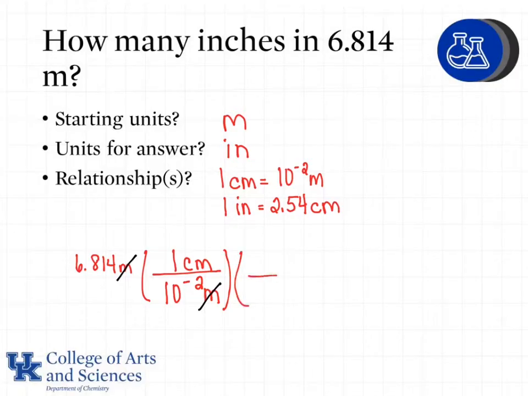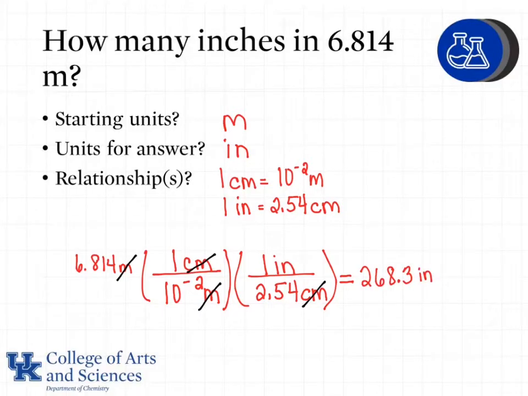We have centimeters at this point, so we need centimeters in the denominator, and we're going to have 1 inch on the top. Now centimeters cancel, and we can do the math, and we're left with 268.3 inches.